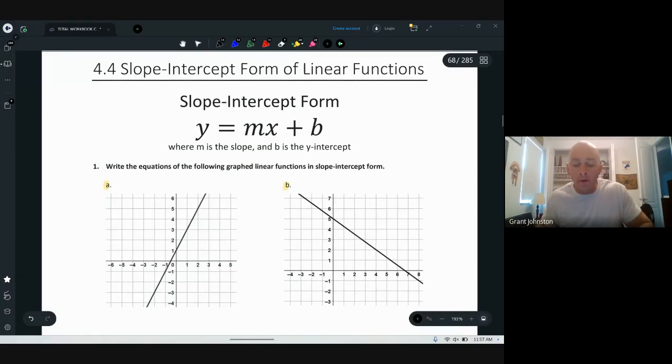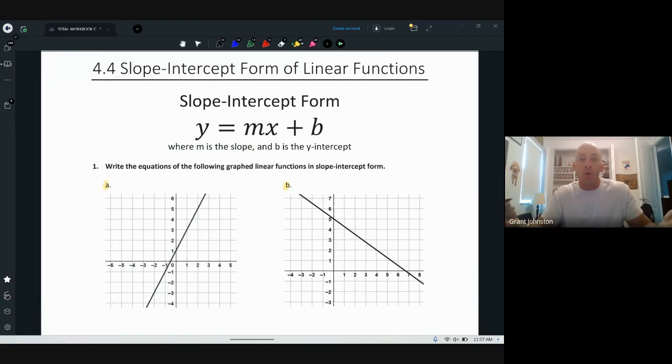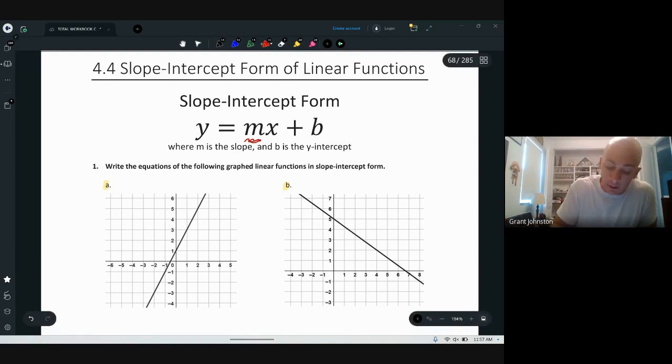Slope-intercept form of linear function. So slope-intercept form is in this form of y equals mx plus b. And you probably already had experience with slope-intercept form from your pre-algebra class. But it's called slope-intercept form because m is the slope and b is the y-intercept.